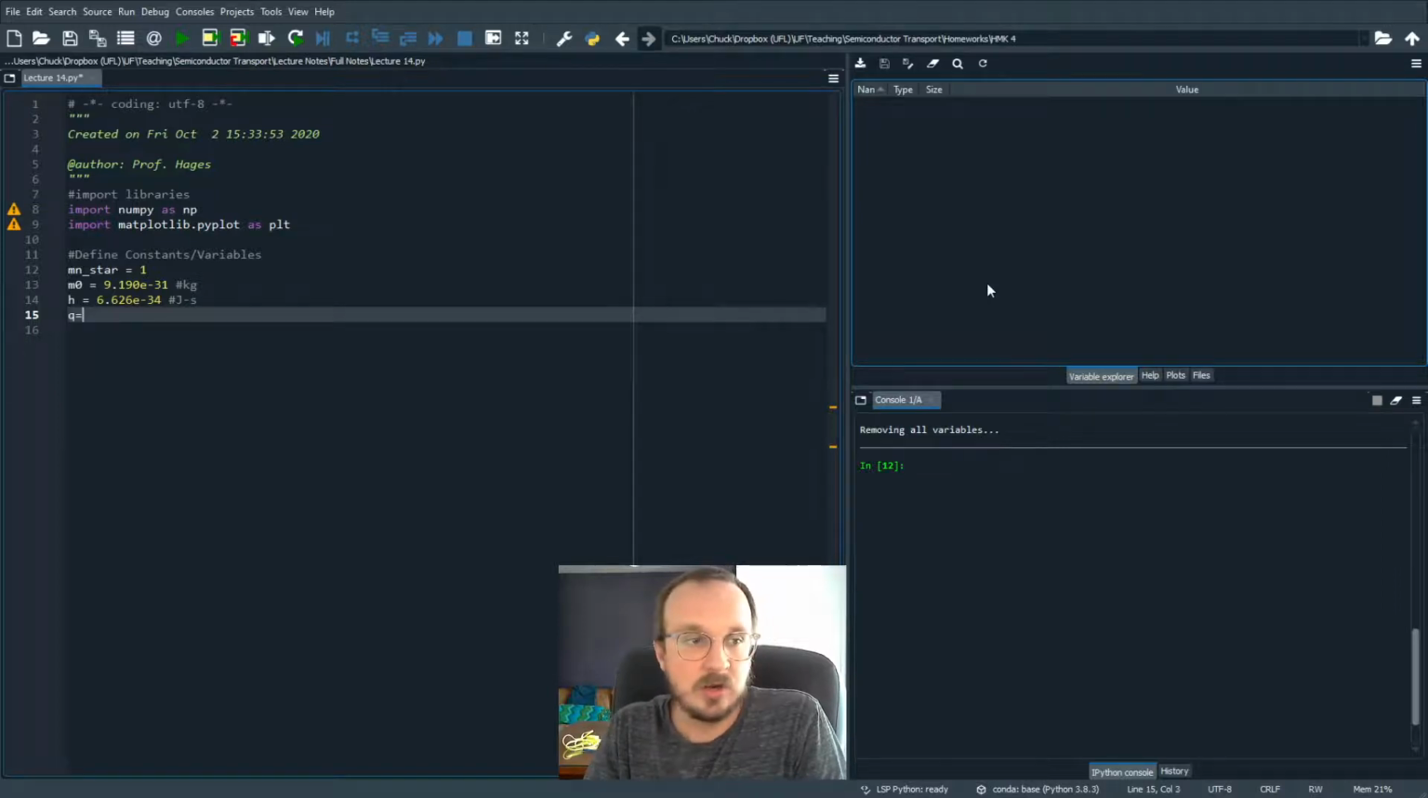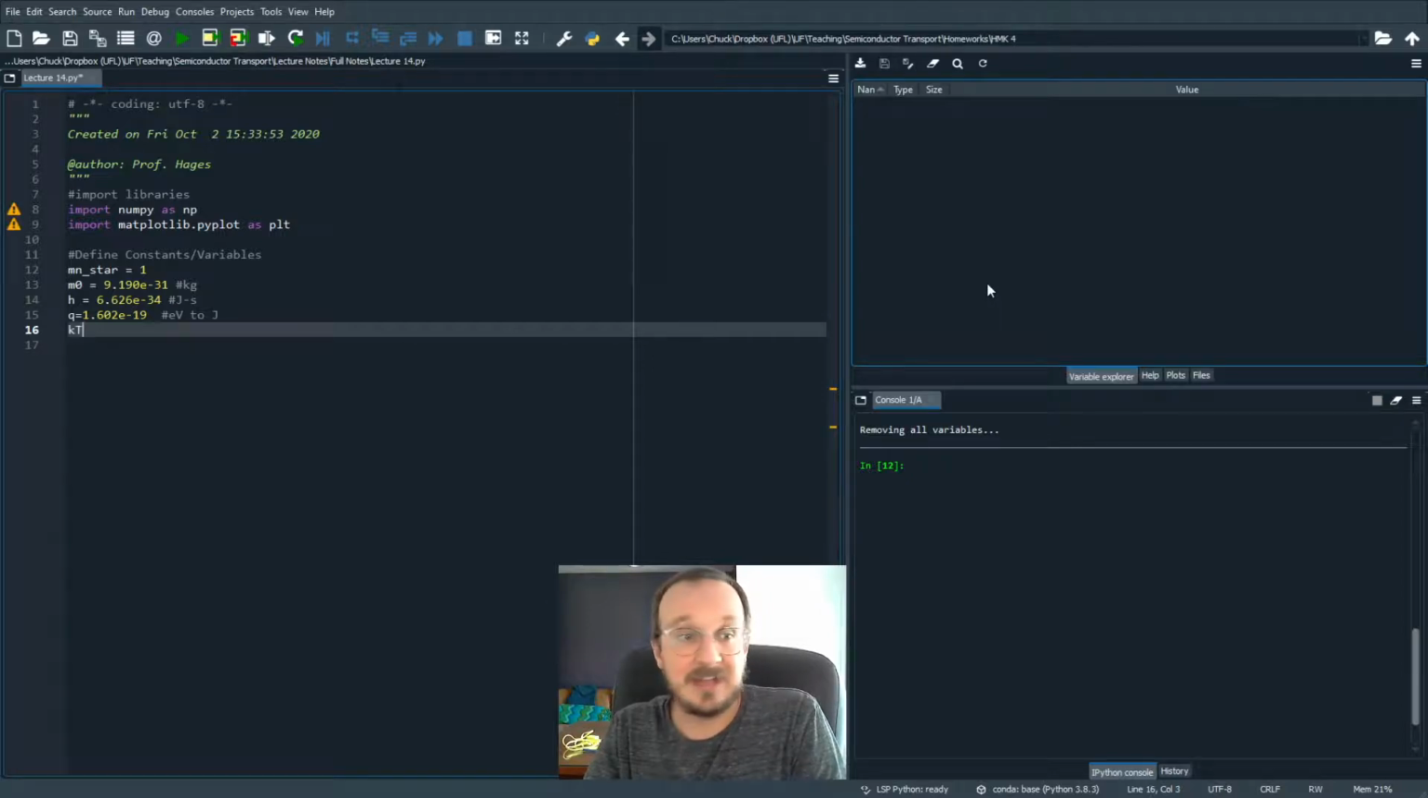We have Q, which is 1.602E-19, and this is how we're going to convert eV to joules. And we have KT, which is going to be 0.026 eV. So you can just remember at room temperature, this is 26 meV at 300 K. We just do these generally at room temperature.